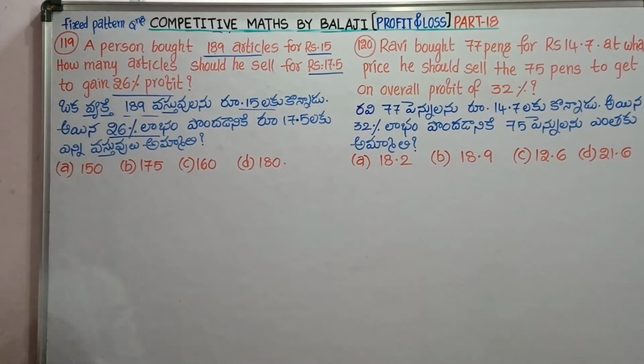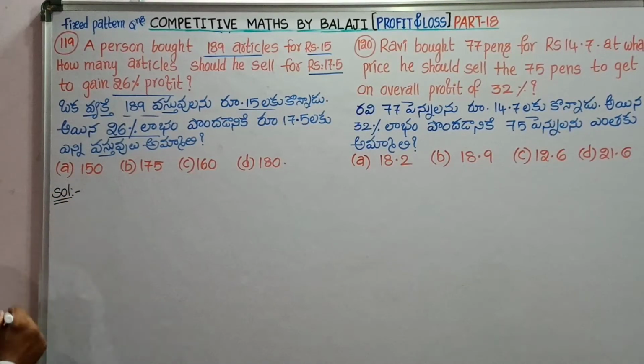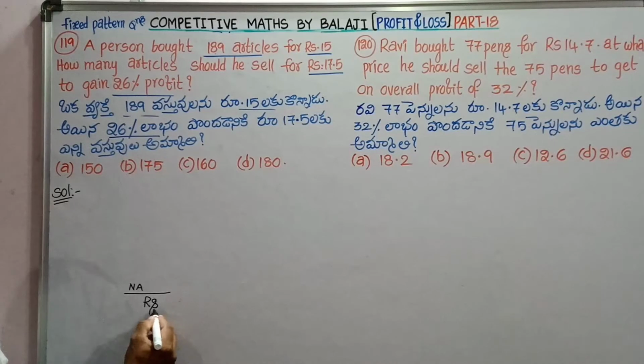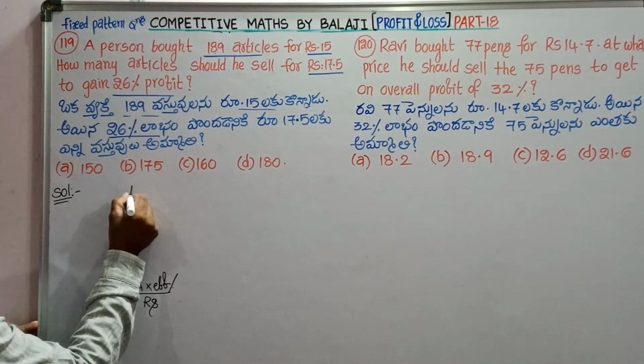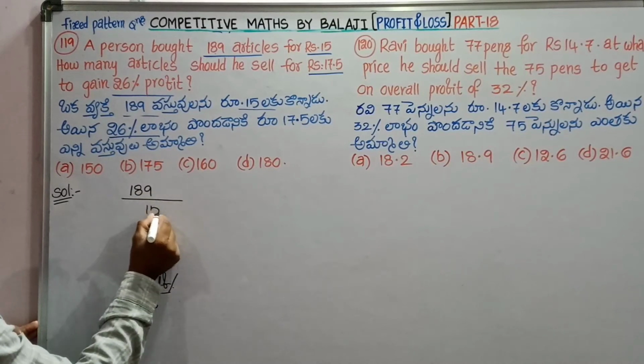Okay, solution. Consider number of articles and their cost in rupees into effective percentage. That's it.